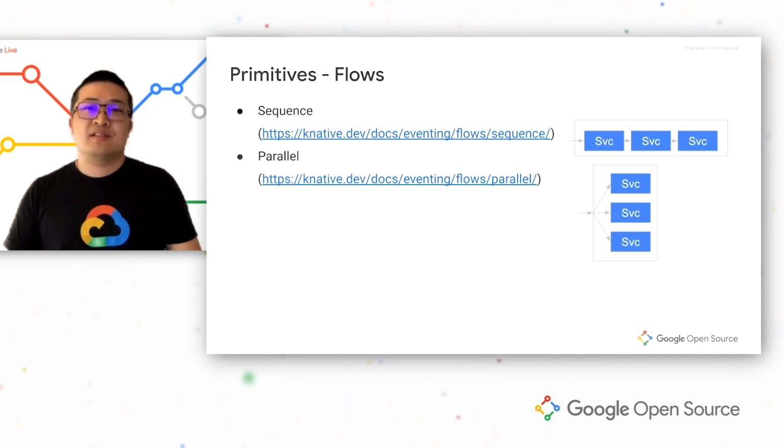A service in a flow is essentially an addressable that could consume events and potentially produce events also. By this definition, a service in a flow could be another flow or something like a broker. You can actually build more complex flows when you combine them. For example, in a parallel, you can invoke a sequence, a broker, and another parallel.